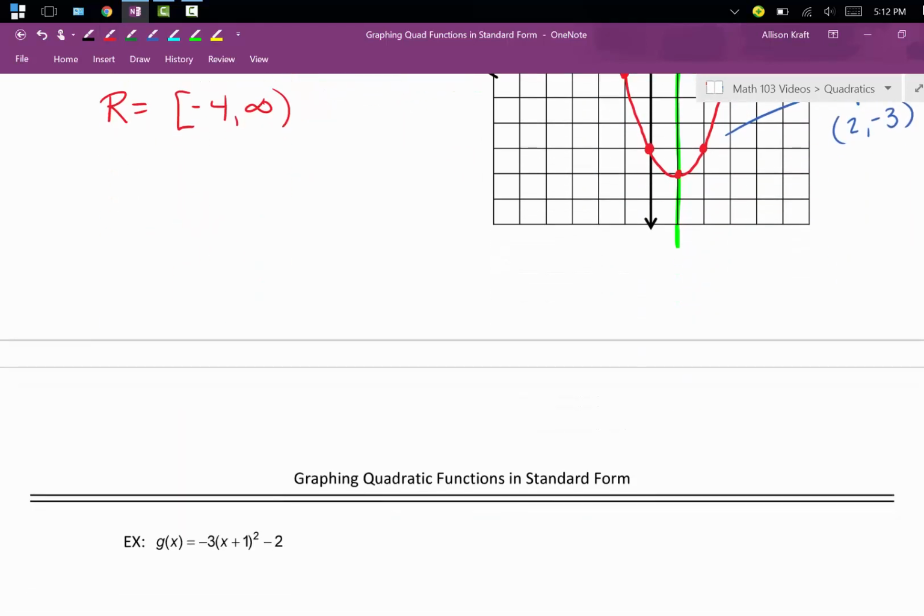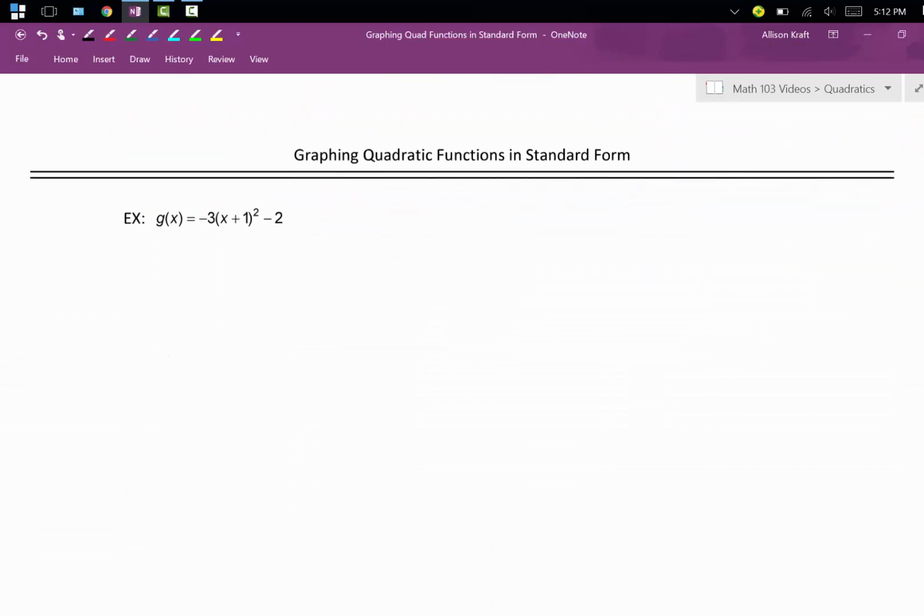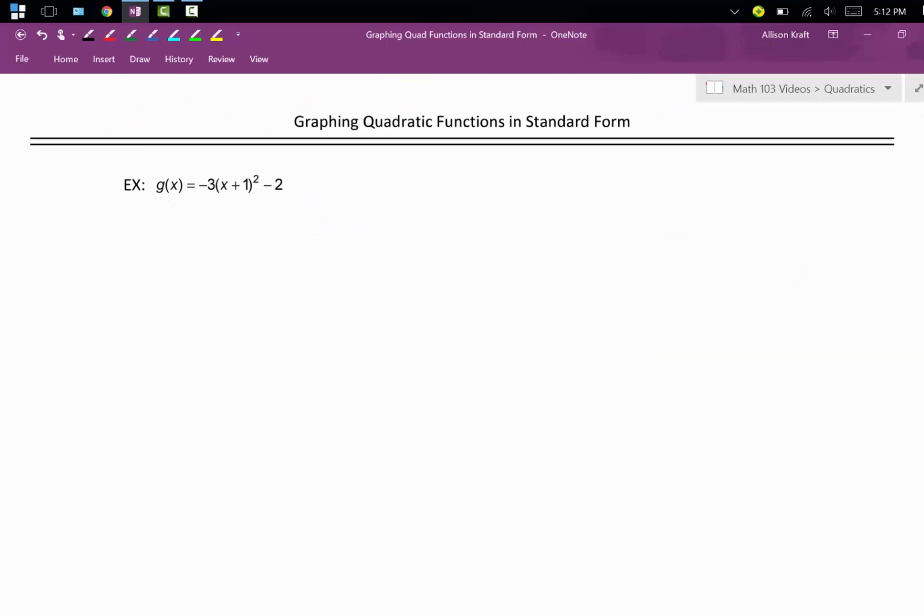Let's look at another one. Notice that our leading coefficient this time is -3. That tells me that my parabola will be pointing down, and it will also be tall and narrow because of the 3.